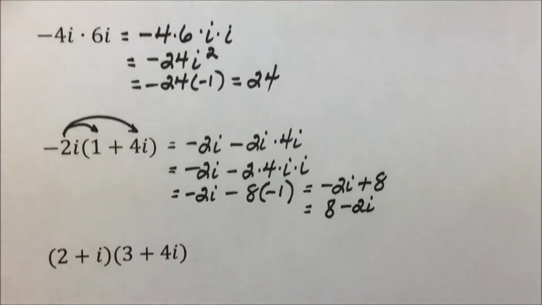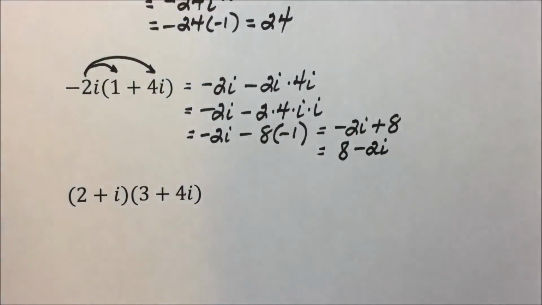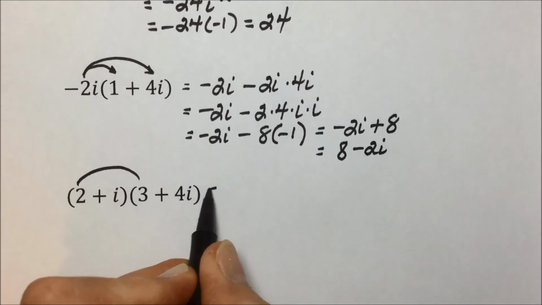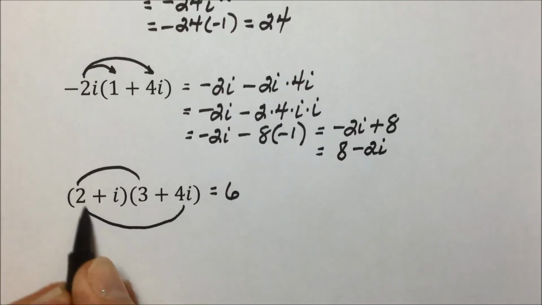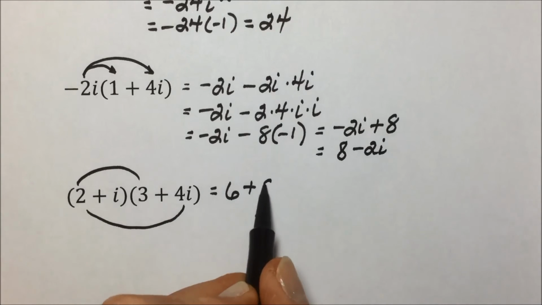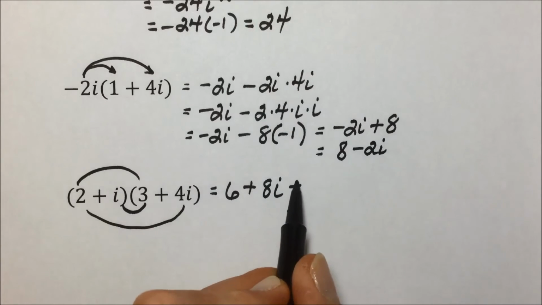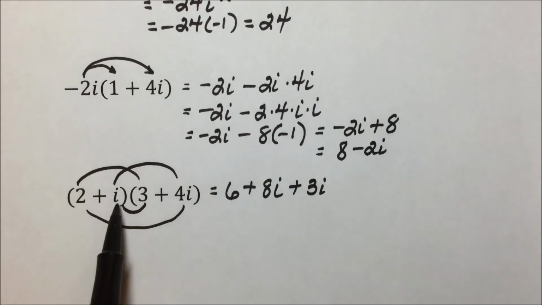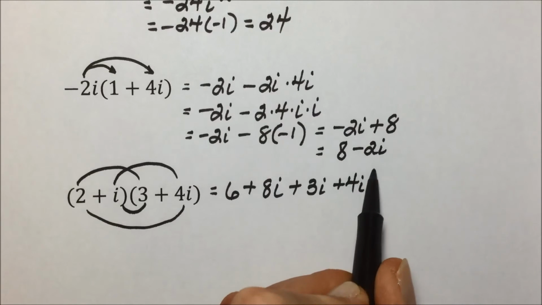In this last example, we have what looks like a binomial times a binomial, and we do use the FOIL method to simplify. Multiplying first terms together, 2 times 3 would give us a 6. Outside terms multiplied together is an 8i. Inside terms multiplied together gives us a 3i, and last terms together, i times a positive 4i would be a 4i times i, or i squared.